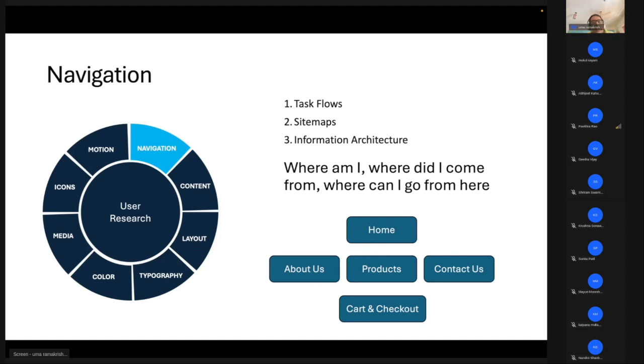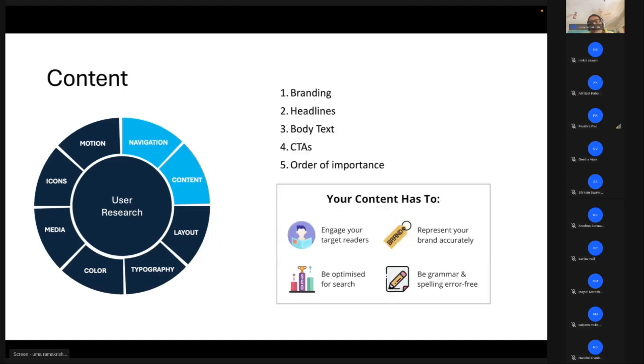So once we understand the navigation, we will have something called a sitemap. Then we will have screens, right? In my platform, these are going to be the screens, and this is how the user will go from one screen to another. We have a user journey in place now. Next, we go to the content.